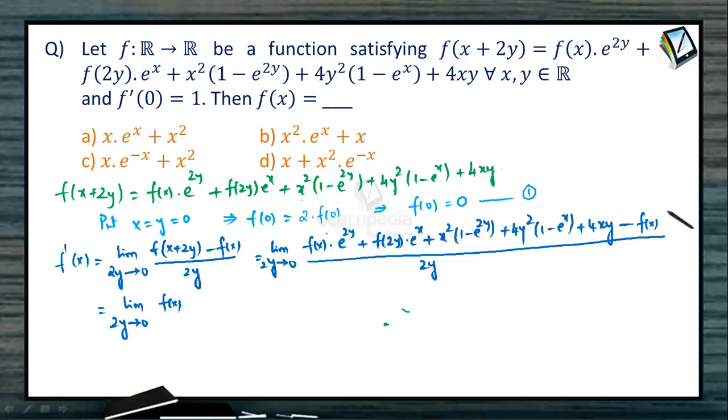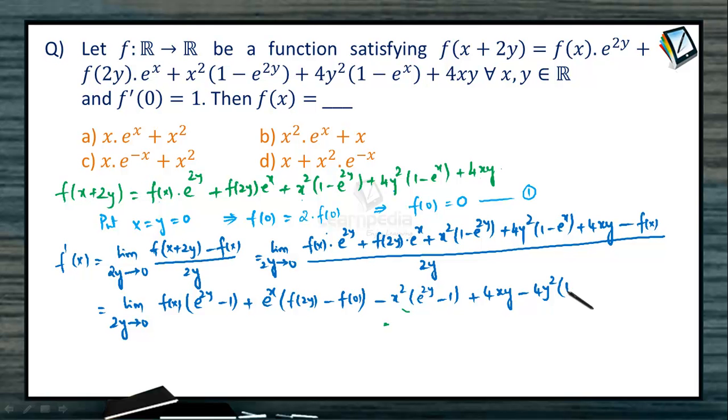When we take f(x) common from the first factor and the last factor, this is f(x) into (e^(2y) − 1) plus, when we collect e^x common, that becomes (f(2y) − f(0)), minus x² into (e^(2y) − 1), plus 4xy. And what are the terms left? Yes, the collection of 4y² terms: 4y² into (1 − e^x), all divided by 2y.